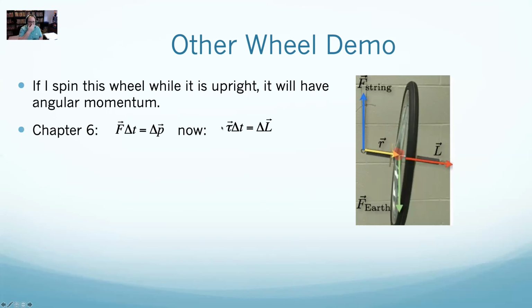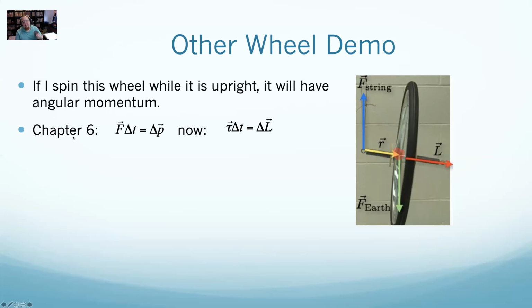In chapter 6, when we did momentum, we said impulse changes momentum. And now I'm saying torque times time is change in angular momentum. Well, here's the thing. I'm glossing over these things called cross products. That vector algebra for rotating things is very weird. When this spins, its angular momentum follows the right-hand rule, either in the direction that this L arrow shows, or in the opposite direction if it spun the other way.